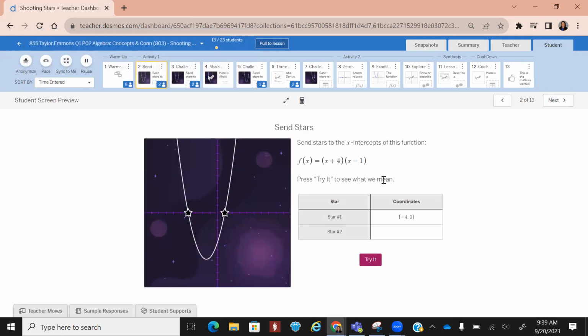It says find the x-intercepts of this function. So they got -4, comma 0 as an answer. How do we get the other one? 1, 0. Okay, how did we get 1, 0? Looking at the graph, how else could we have done it from the equation?